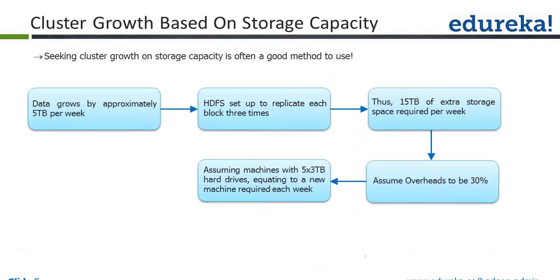Now there is also something called a block size, which you can learn later, but if I'm uploading 1 terabyte into my cluster, then obviously I would require 3 terabytes of cluster space. As an approximation, if we have 5 terabytes per week, HDFS has to replicate each block 3 times. Now we are requiring 15 terabytes of disk space per week, and assuming 30% overhead, in total I would require 5 3-terabyte hard drives. That means a new server every week is what I would be building.